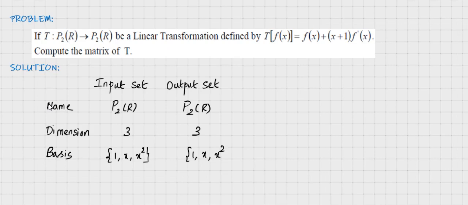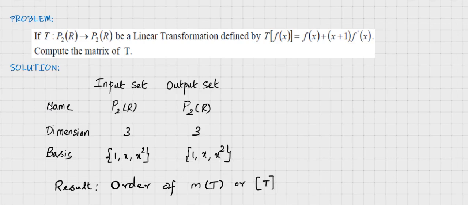The result is regarding the order of the matrix of T. Either we can denote the matrix of T like this or like this. Here it is 3 cross 3. As we defined these things already in the previous video, kindly refer to that. The link will be given in the description.